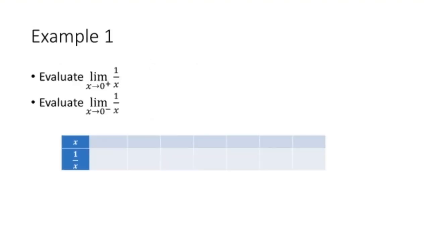Section 4.6, limits at infinity and asymptotes. We'll start this section off with an example. We're going to find the limit as x approaches 0 from the right and left of the function 1 over x. We'll start by constructing a table for our left and right-hand limits.